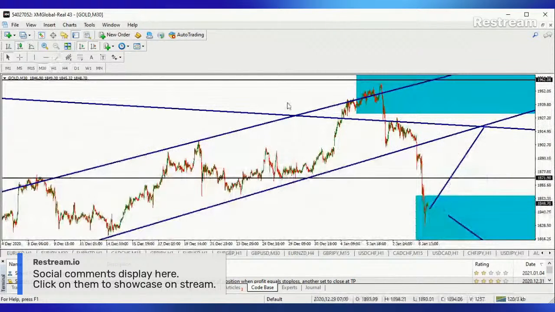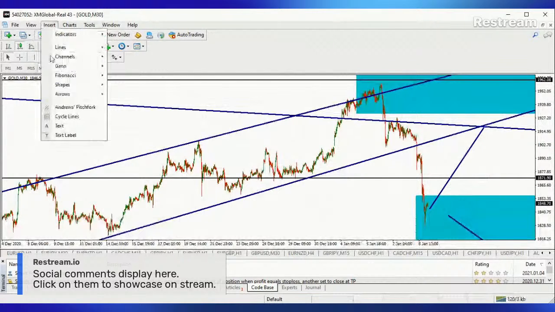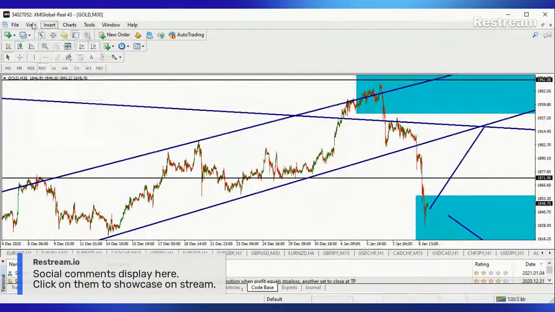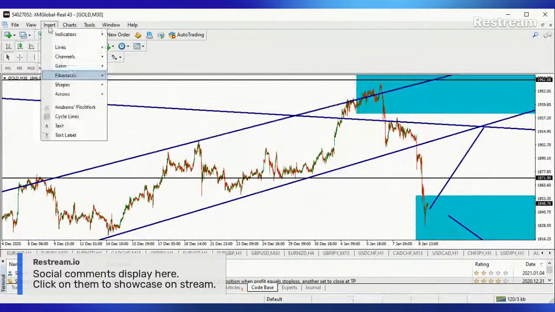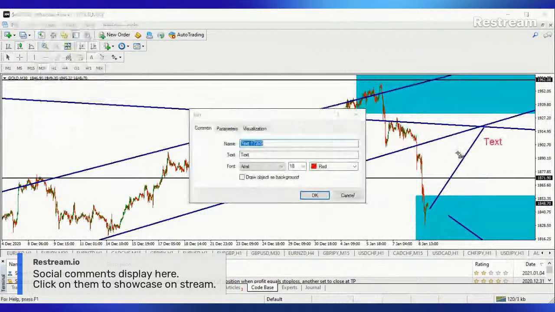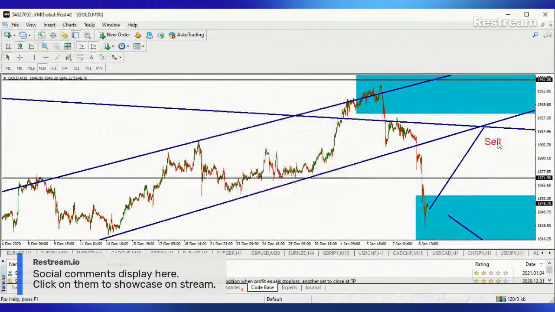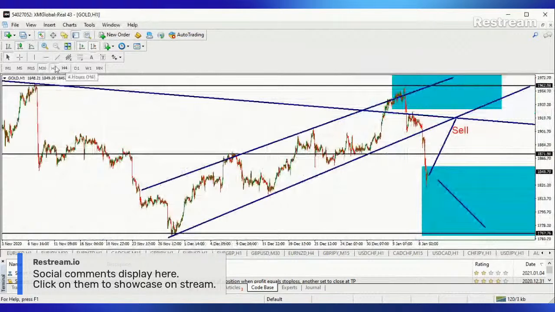So I'll be looking to sell somewhere here. Let me put this here. I'll be looking to sell here. For now, I wouldn't be doing anything. I'd wait for it to come to this area and then decide to go down. That's my prediction for gold, but it's still a downtrend.